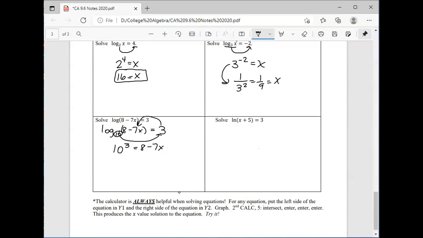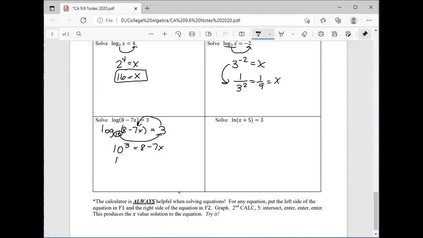So if there's no subscript down there, you're going to have to actually write it down. If it's a log, it's going to be a 10. And if it's a natural log, it's going to be e. So to solve this problem, I'm going to actually have to figure out what 10 to the third is. I'm going to have to calculate that because I can't change this to 10 raised to something.